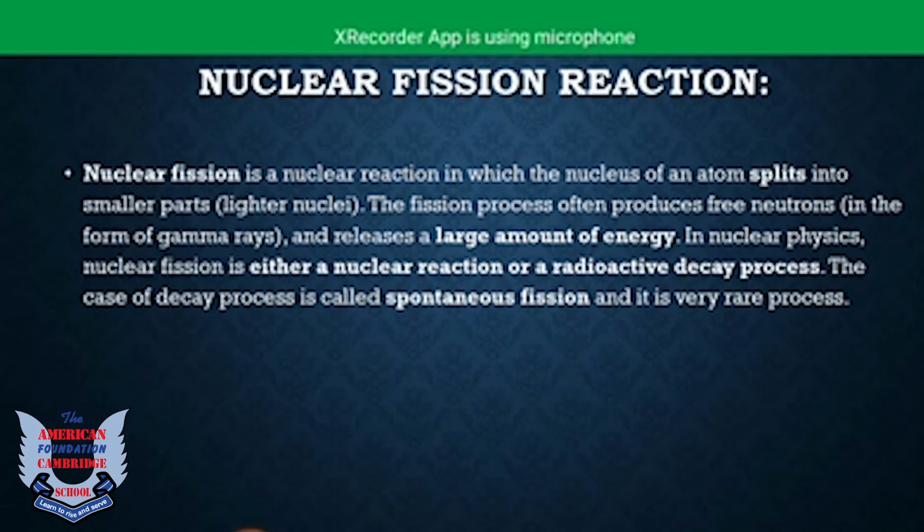To carry out the fission reaction, a heavy nucleus such as uranium is bombarded by slow-moving neutrons, and due to this, uranium will break into barium and krypton along with 3 neutrons and a huge amount of energy. This whole reaction is known as the nuclear reaction.